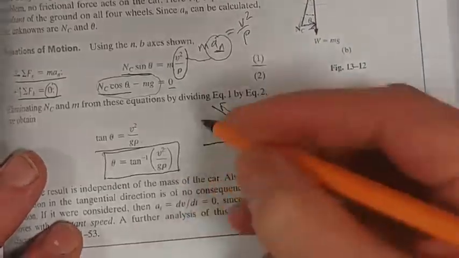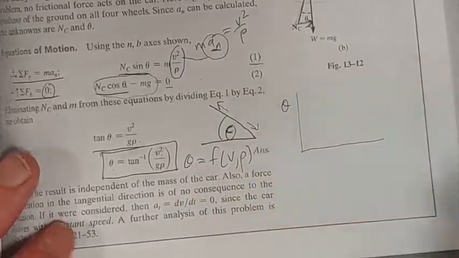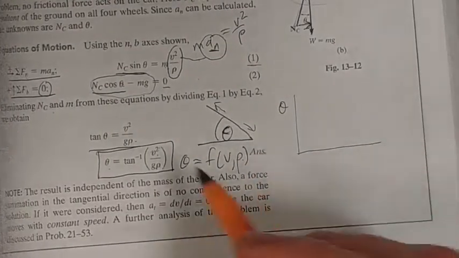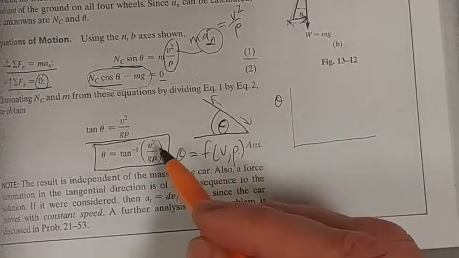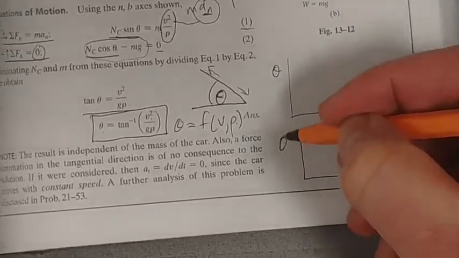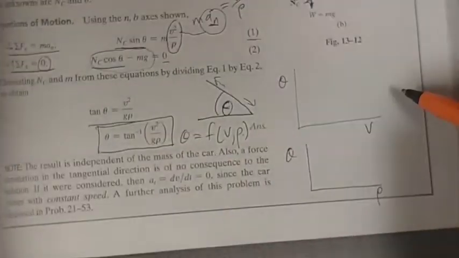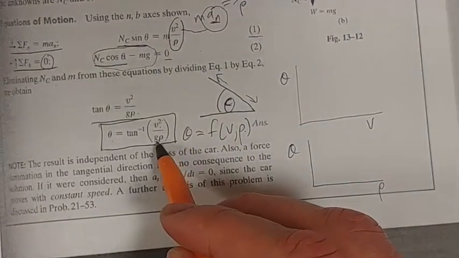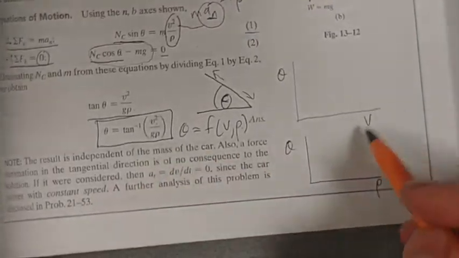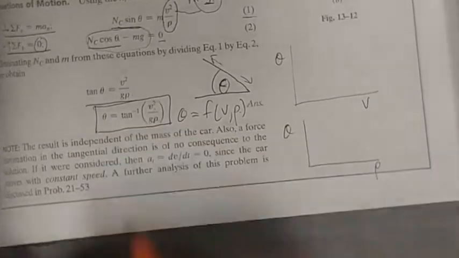What we see is theta is a function of velocity, and it's a function of the curve radius. Okay? And what I would suggest you do, just to check it out, is plot theta versus velocity and theta versus radius. So plug a range of velocities in here, plot this curve, and get the angle. Plot a bunch of radii and get this angle.